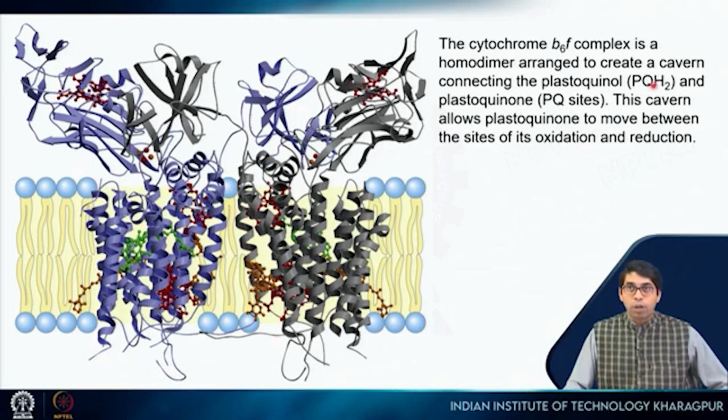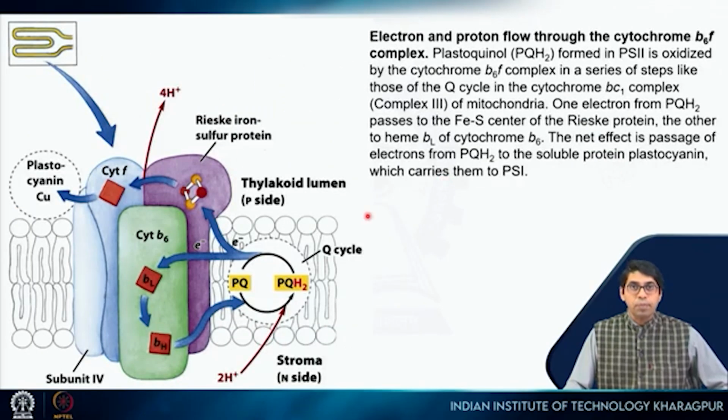Connecting the plastoquinol PQH2 and plastoquinone. So this cavern allows plastoquinone to move between the sites of its oxidation and reduction. So this schematic diagram shows it in more detail, right? This is the thylakoid membrane, and in that membrane we have this cytochrome b6f complex. Plastoquinol is formed in photosystem 2. It is oxidized by this complex in a series of steps like those of the Q cycle in the cytochrome bc1 complex of mitochondria.